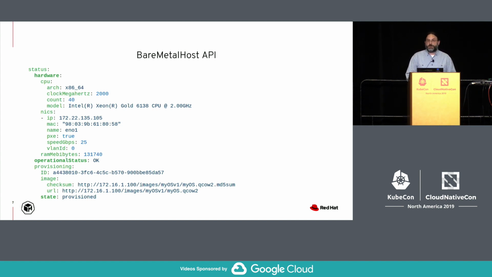The operational status field is basically an error indicator. If we can't talk to the management controller, or if the machine suddenly stops working correctly in some other way, we're going to reflect the error in that field. And then that provisioning section at the bottom is showing what actually was provisioned to the host. So you have the instructions in the spec, and you have the actual reality in the status field once the provisioning is completed. And you will see in the demo that as the host is being provisioned, the state will update from different steps along the way to show exactly what's going on.